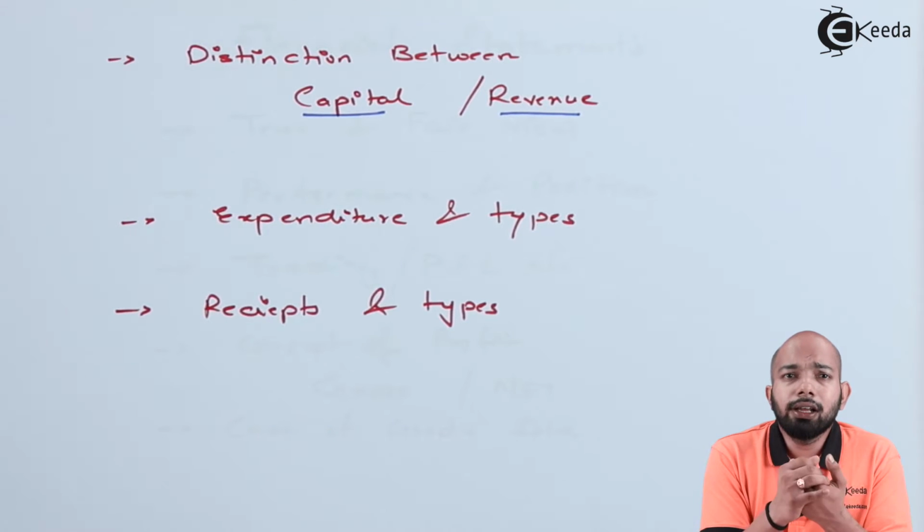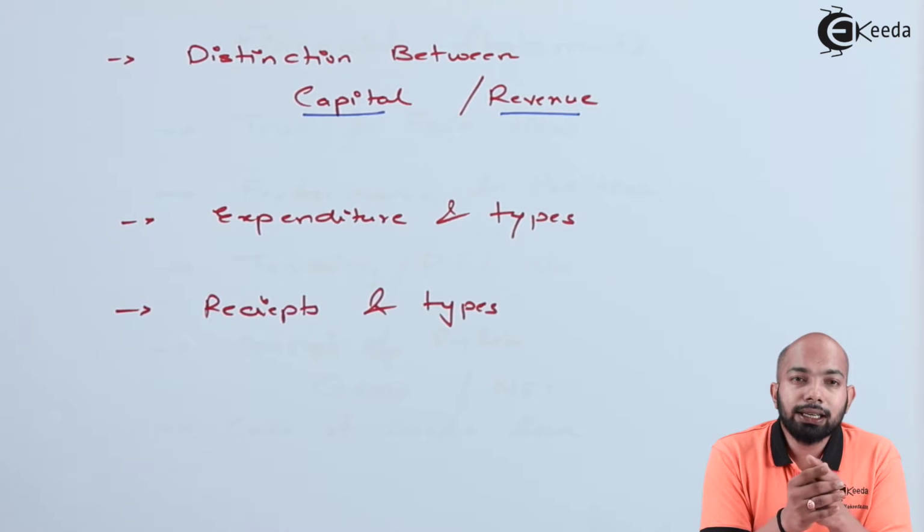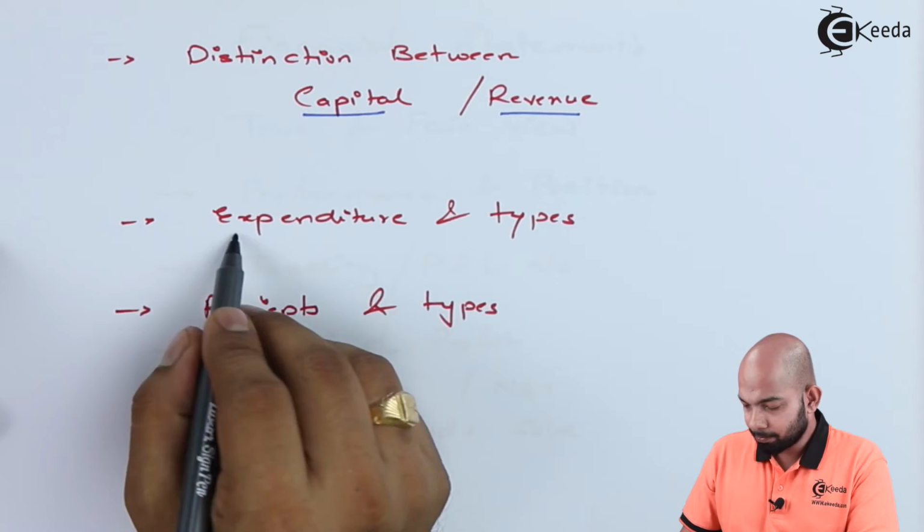On the other hand, capital expenses are there, capital income is there. Revenue expenses and revenue income are also a part of the distinction that we can study further in this chapter. This is the core definition of capital and revenue. Let's go ahead and understand what details are available in this chapter.